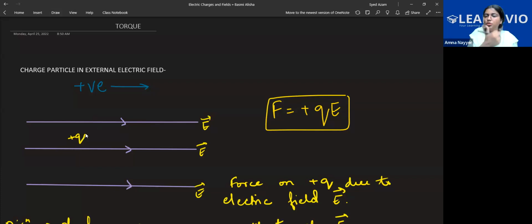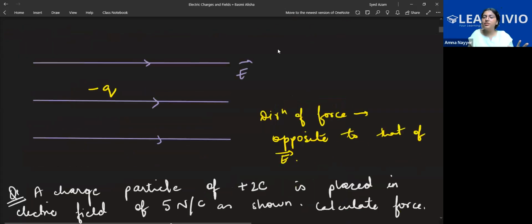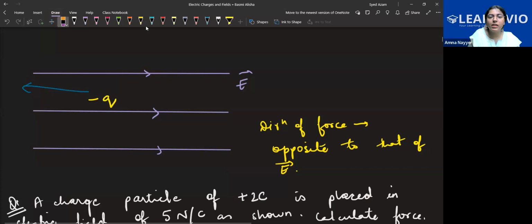If the electric field is towards the right, your charge will also move towards the right, like this. But if it reverses, why are we studying this? Why is it important? Because in the questions you have to see whether a proton is mentioned, an electron is mentioned, which particle is mentioned. So for that you have to be very careful. And if there is a negative charged particle placed in an electric field, this direction will be exactly the opposite. The direction of force will be in the opposite direction.